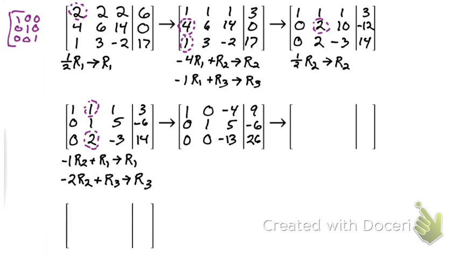What I want you to do right now, either by yourself or in your pods, finish this. You just have one more column to do following the exact same steps. Locate your 1. Turn it into a 1. That will be this step. And then your last step will be turning those other 2 into zeros. It's easier if you have someone helping you to go through this. We're going to run out of time otherwise.